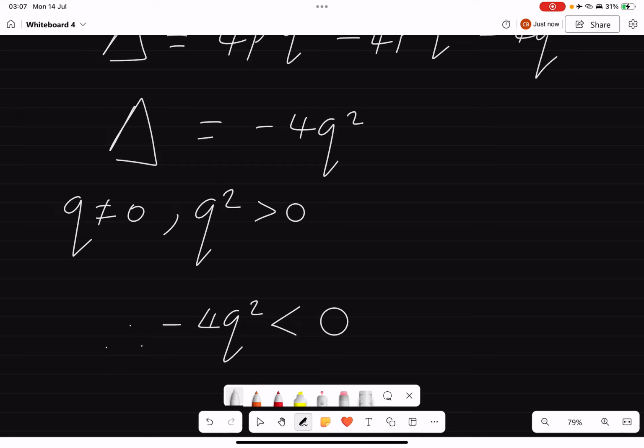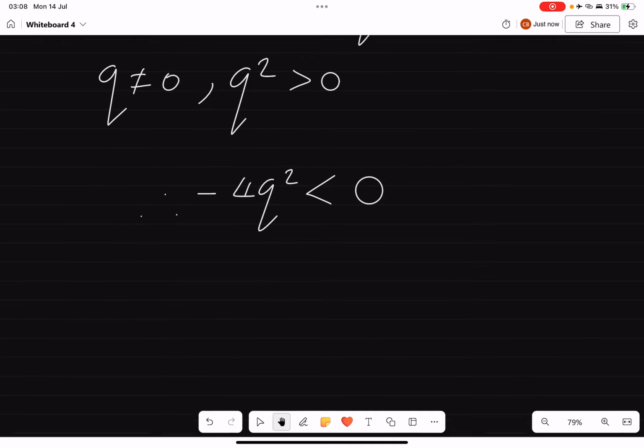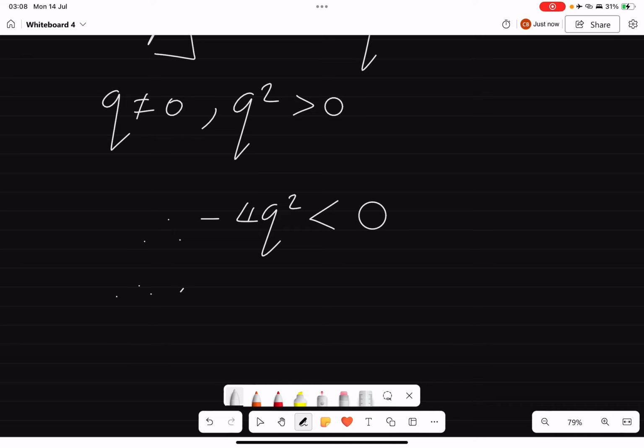And then now, we can see that the discriminant is negative. What does this mean? Therefore, the equation has no real roots. Right? So therefore, no real roots. Why? Because your discriminant is less than 0.